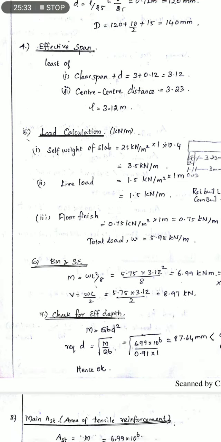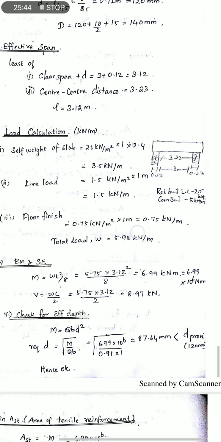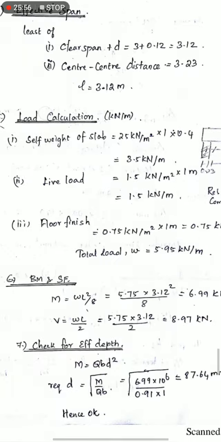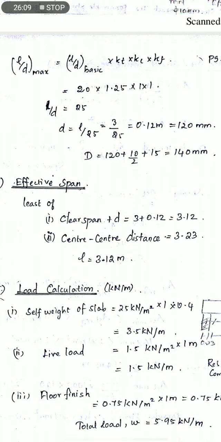Okay, the next step is load calculation. So please keep it in mind. Load calculation should be calculated in terms of kilonewton per meter. Okay, so what are the loads acting on a slab? Those things should be known to you. So the first one is the self weight of slab. So how will we find the self weight of slab? Okay, so slab thickness, we know the slab thickness. That is the overall depth, 0.14 meter.